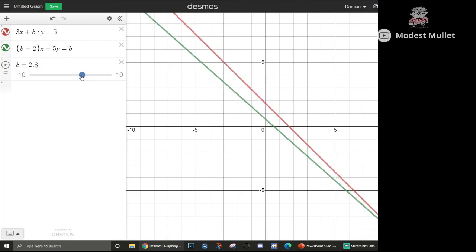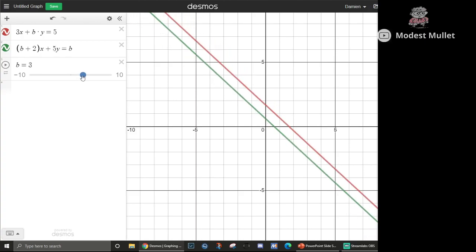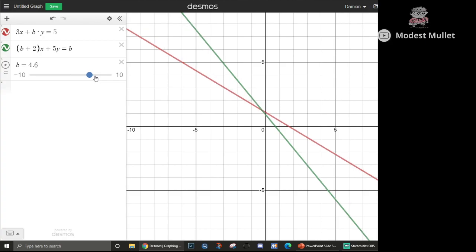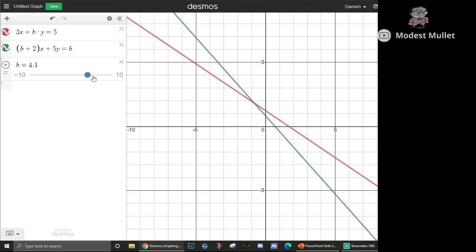Then as I keep going, something special happens when I get to 3. By setting b to 3, these two lines run parallel to each other. Being parallel with the same gradient means they never have an intercept. So in this situation there is no solution, there is no intercept when b equals 3. What happens if I keep increasing b? Well, now they recross, so there is an intercept, and we are back to one solution.